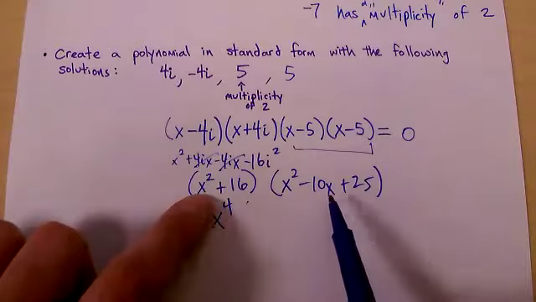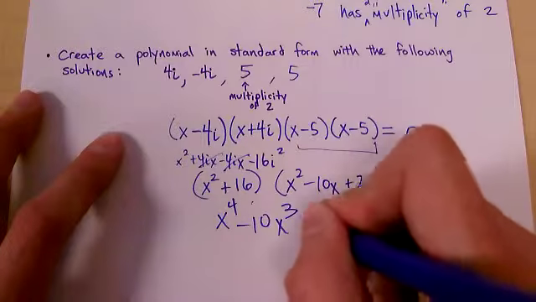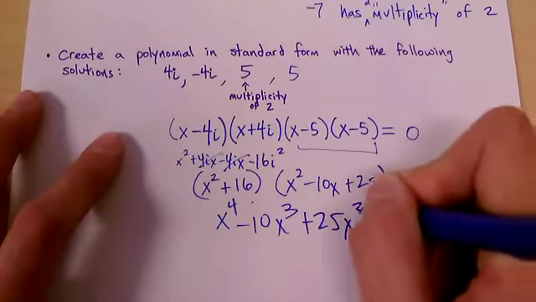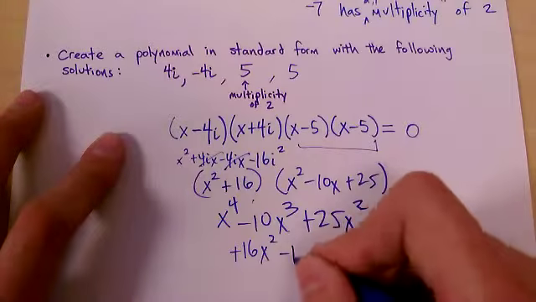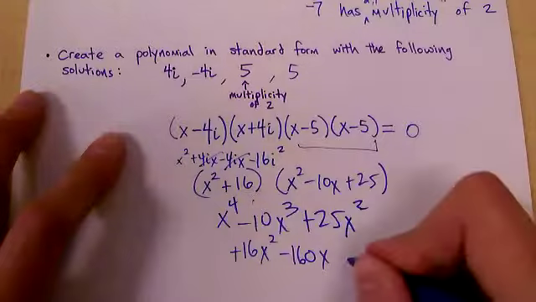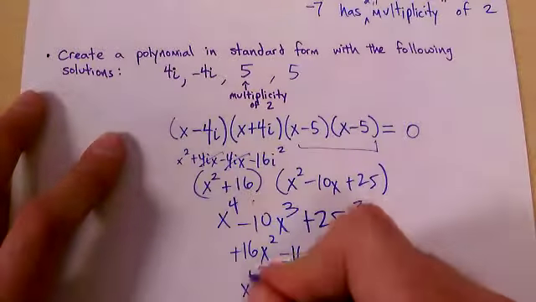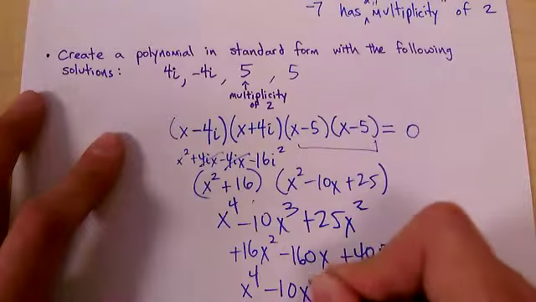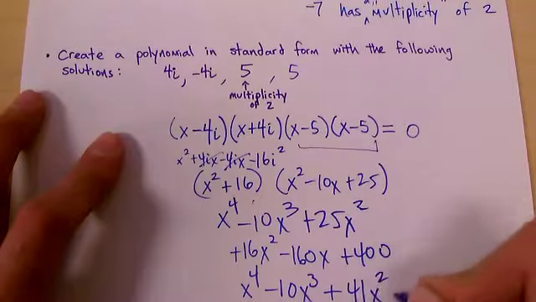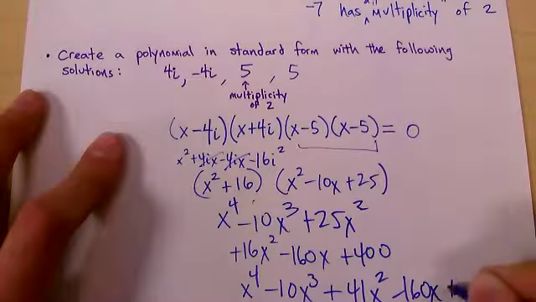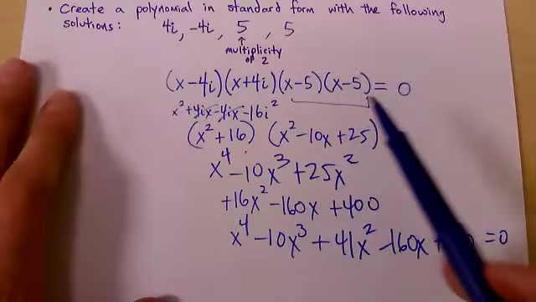We have x to the fourth, minus 10x to the third. I'm just going to write them all out. Plus 25x squared plus 16x squared minus 160x. So obviously not a terribly pleasant answer here, but if you just do your FOIL, you'll get your eventual equation. So we're looking at x to the fourth minus 10x to the third plus 41x squared minus 160x plus 400 equals 0. That is our standard form equation that would have the solutions they asked for.